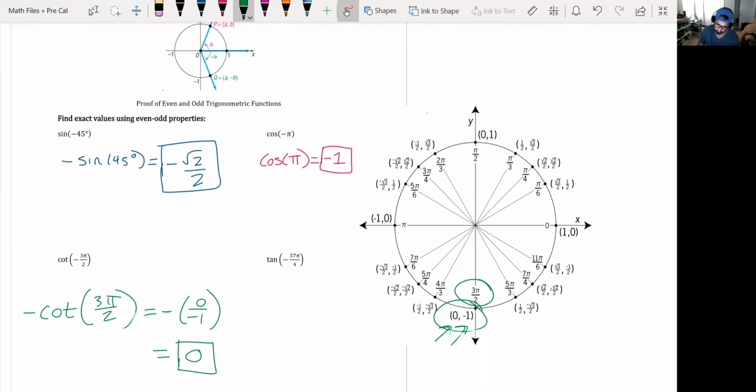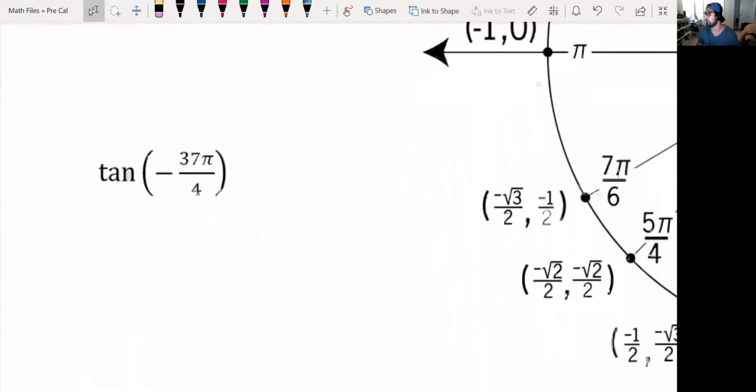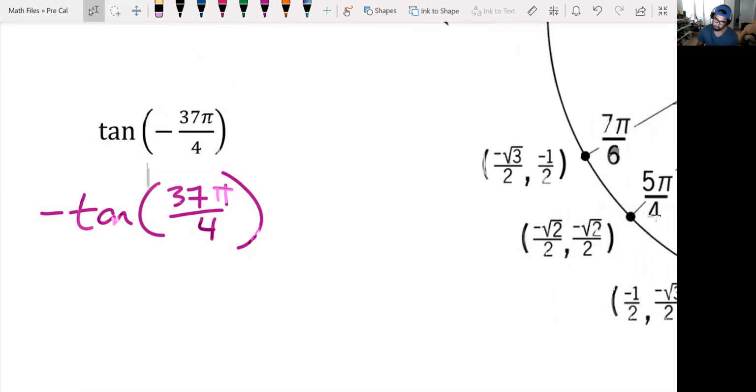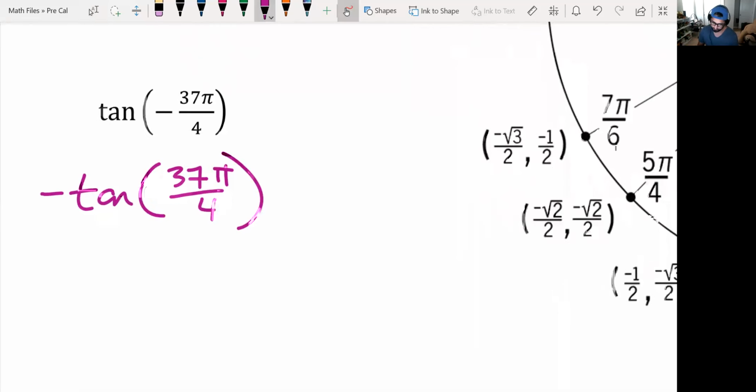Okay. Last one. Tangent of negative 37 pi over 4. Well, that's definitely over a revolution, and tangent is an odd function. So we can rewrite this as the negative tangent of 37 pi over 4. And then we can use our little division trick.